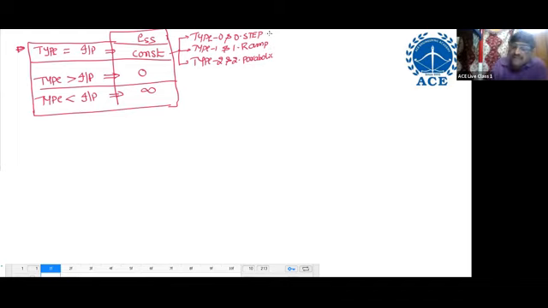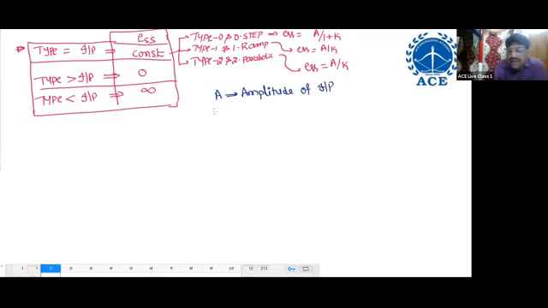And another conclusion, what is the error here? Steady state error, A by 1 plus K. Here what is the steady state error? A by K. What is A? A is called amplitude of input. K is called system gain, or simply K is numerator constant by denominator constant.